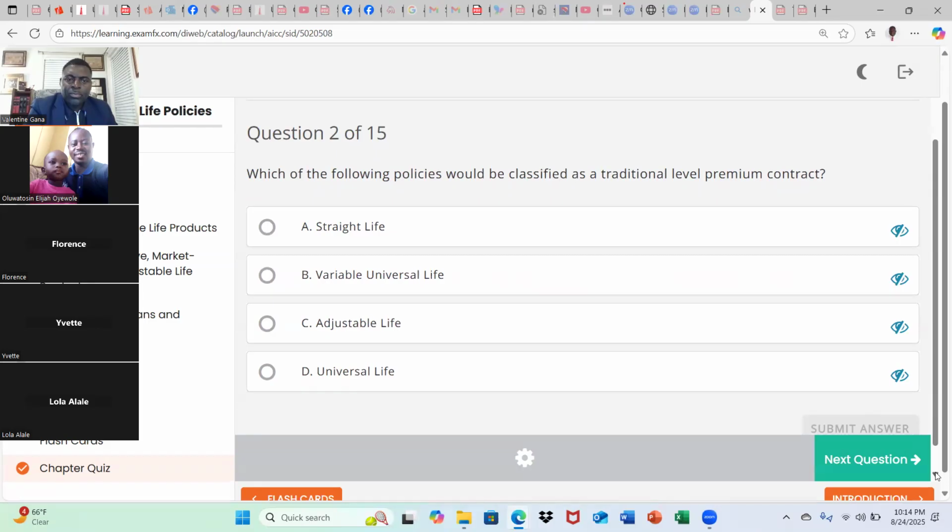Which of the following policies will be classified as a traditional level premium contract? A, straight life. B, variable universal life. C, adjustable life. And D, universal life. Traditional level premium policy.